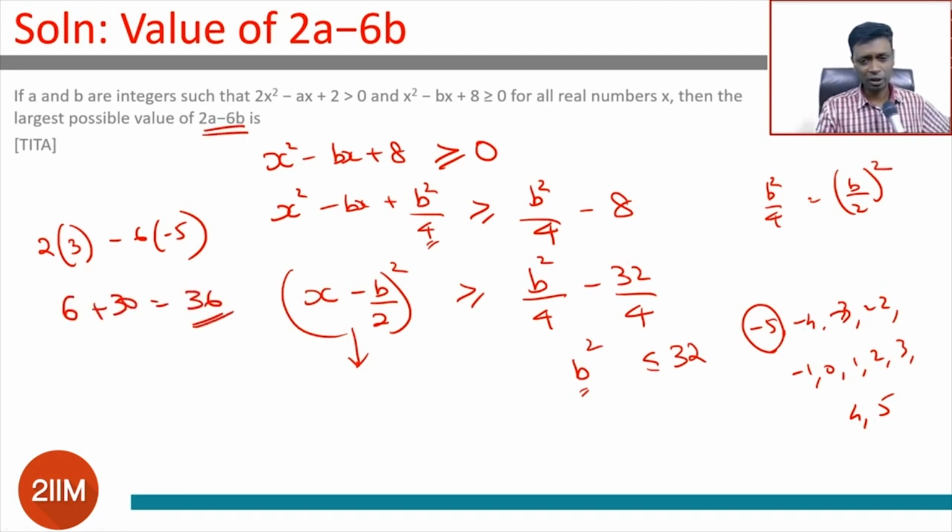The key takeaway here, the most important point here, is the idea of completion of squares. You might be given any quadratic expression, x squared plus 5x plus 11. You should be able to write it as x plus a whole squared plus b.